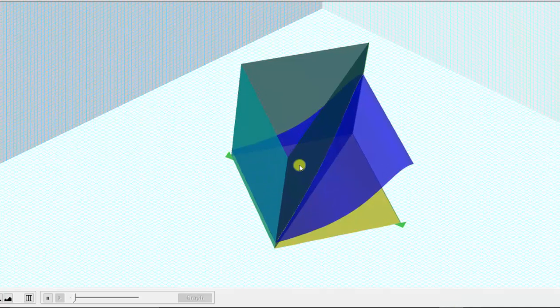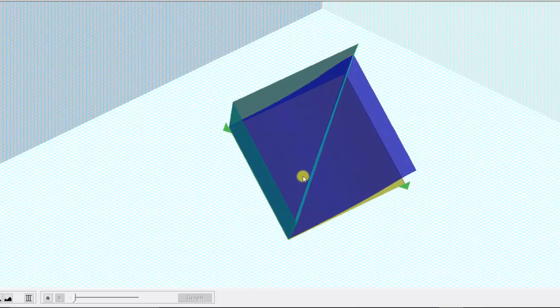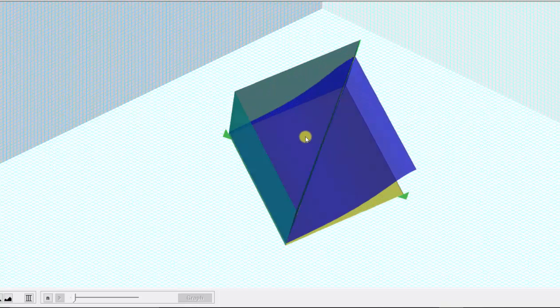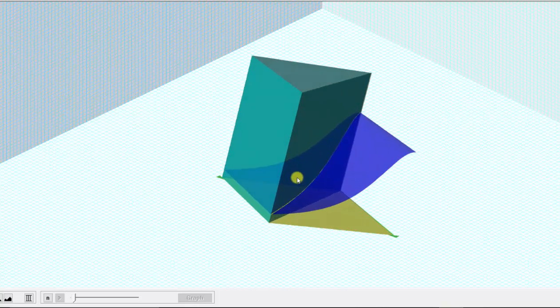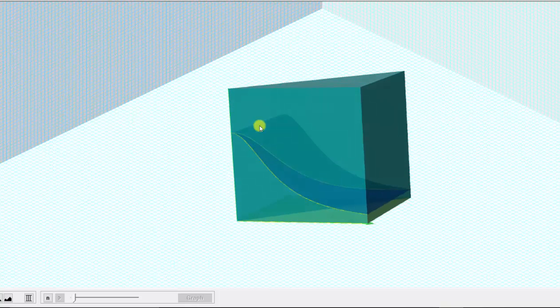The graph of f of x comma y is the blue surface. This triangular region is the region of integration. Our goal is to find the volume under the blue surface and above this triangular region in the xy plane, which means our goal is to find the volume of this region here.